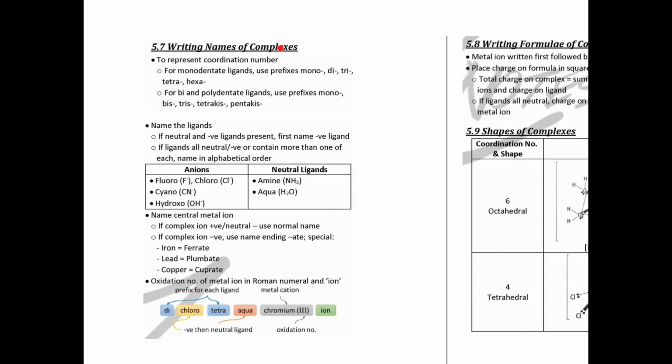Writing names of complexes. To represent coordination number, imagine coordination number means how many coordinate bonds are formed with the central transition metal. Okay, so that is coordination number. Now, to represent coordination number for monodentate ligand, use prefixes mono, di, tri, tetra, hexa, and so on.